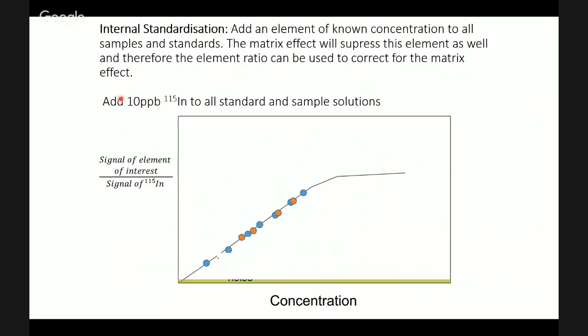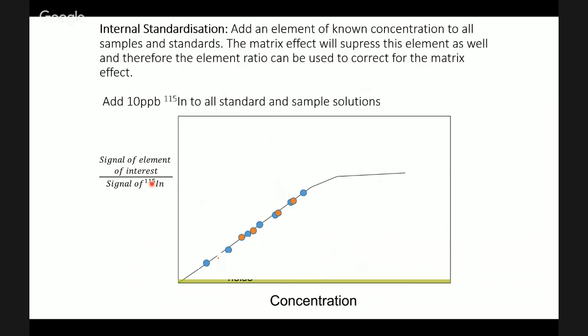We add, for instance, 10 parts per billion of indium-115 to all samples and standard solutions. So we've added the same amount of this element to all of our samples and standards, in a concentration much higher than we would expect for that element in the samples. What we can do then, instead of measuring the intensity, is measure the ratio of intensities: the element we're interested in divided by the internal standard intensity.